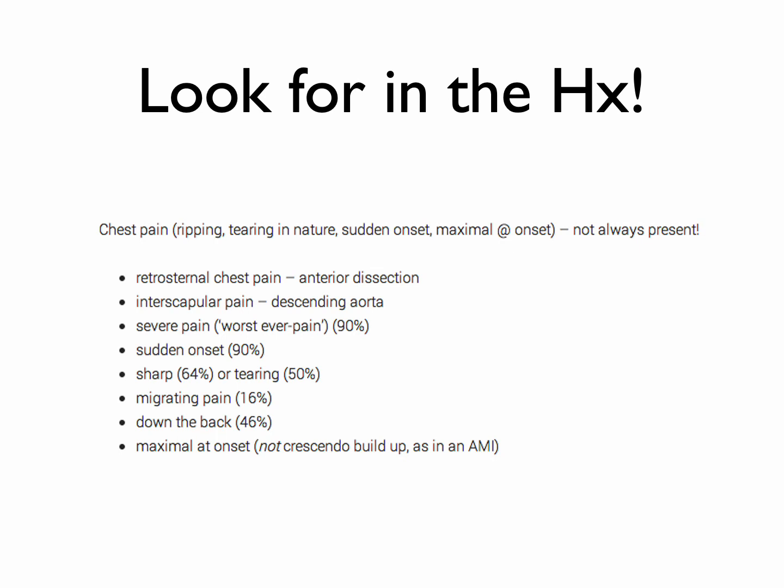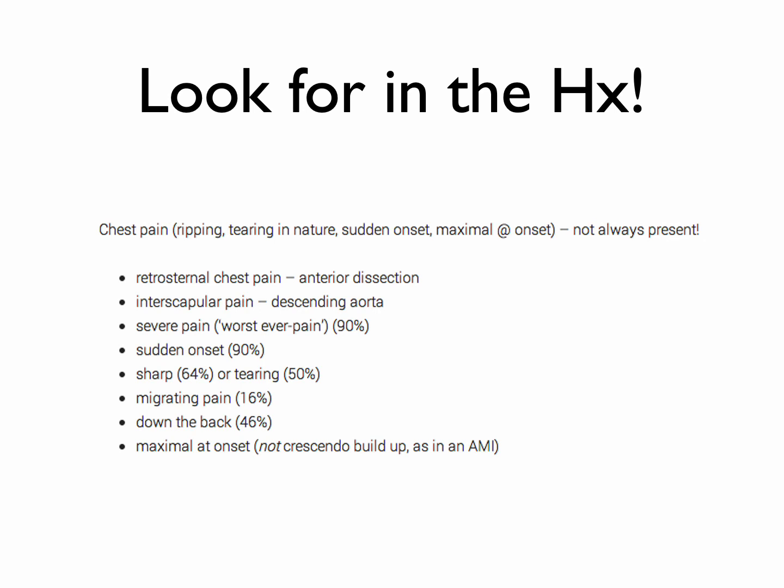When we're looking for these patients, when they're presenting at triage, some of the things that may make us think they have an aortic dissection: in the literature we talk about chest pain that's ripping or tearing in nature, that's a sudden onset and maximal when it comes on, but this isn't always present. Retrosternal chest pain can generally mean anterior dissection. Patients that get interscapular pain, so pain going between their shoulder blades, can occur with the descending aorta. Severe pain, or the worst pain of their life, when patients present with chest pain, 90% of the time it can result in aortic dissection.